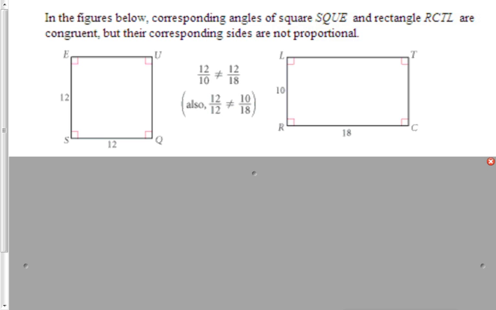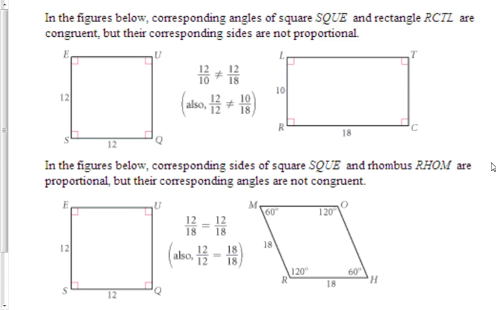So in this first example, it says in the figures below, corresponding angles of square SQUE and rectangle RCTL are congruent, but their corresponding sides are not proportional. So obviously, these two quadrilaterals would not be similar, right? We only have one of the two characteristics of the definition of similar polygons.